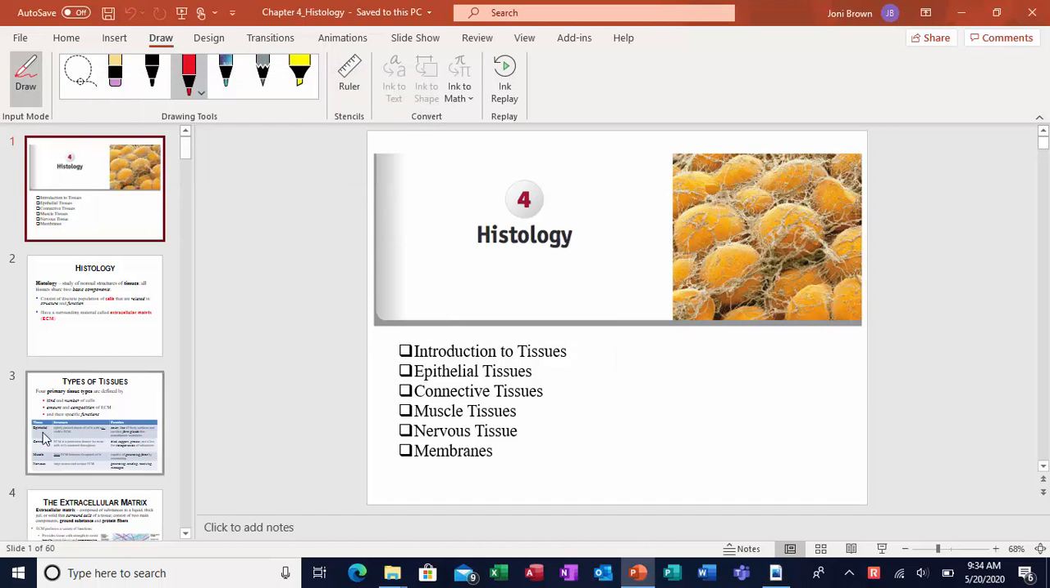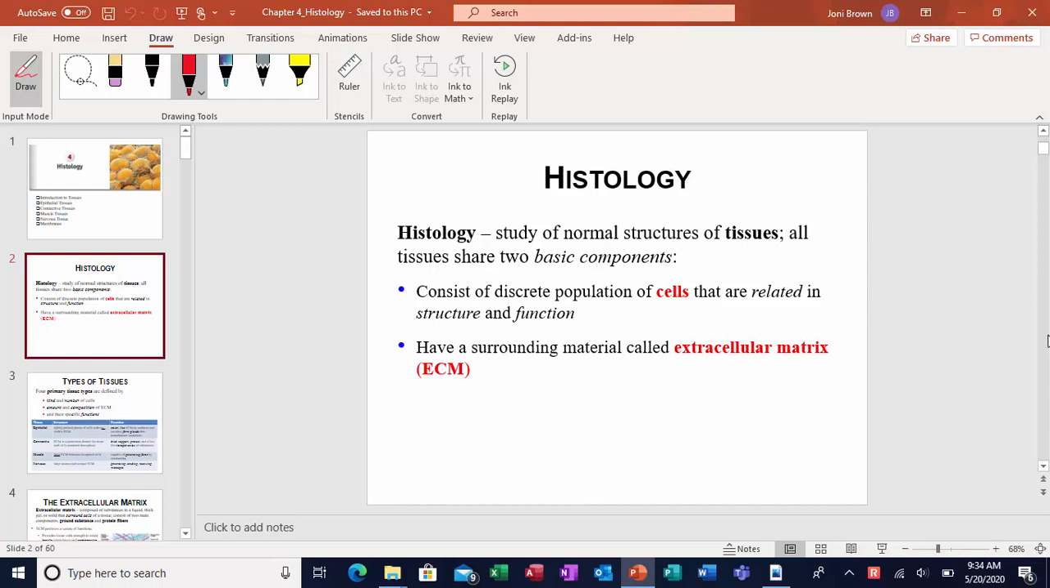Let's look at histology, which is just the study of tissues. We go back to our levels of organization from chapter 1. The atoms and molecules, or chemical level, make the cellular level, and the cells make the tissues. So all tissues are made up of cells that are related because of the job they do, their structure and function. And around the cells, there's a material that's called the extracellular matrix, or the ECM for short.